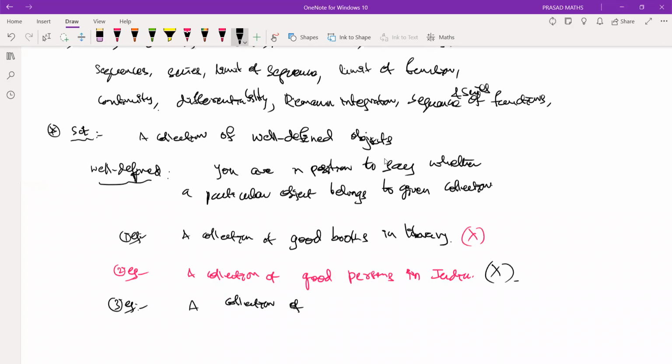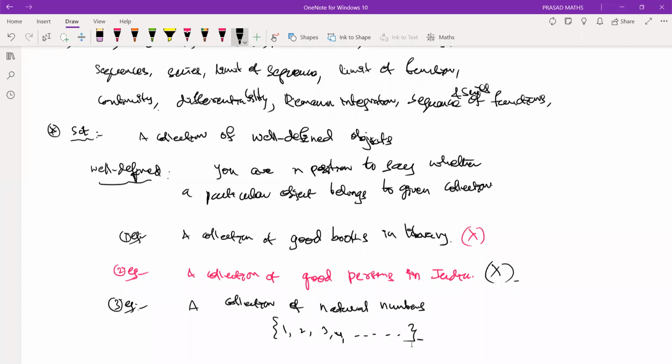Suppose you take a collection of natural numbers. Is it a well-defined collection? Yes. Anywhere, natural numbers are the same, right? 1, 2, 3, 4, going on and on. In India, abroad, anywhere, natural numbers are the same. Therefore, it is a well-defined collection. Therefore, we can say that it's a set.